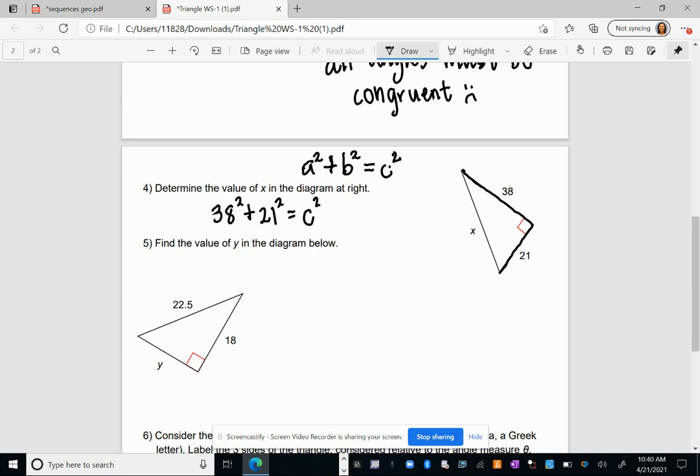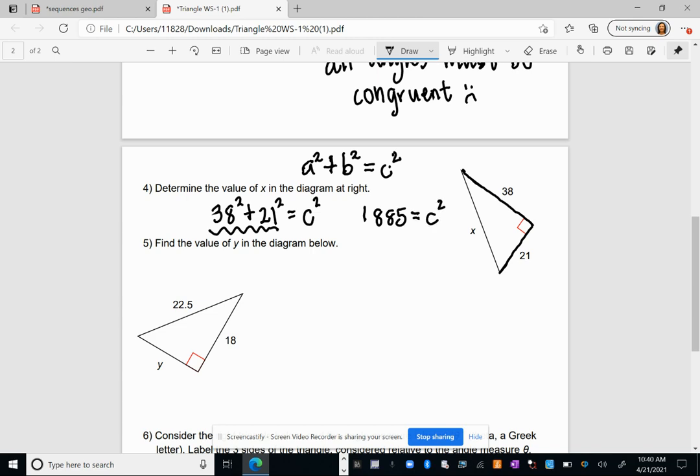So now I'm just going to get a calculator. I'm going to do 38 squared plus 21 squared all in one step. 38 squared plus 21 squared. I get this whole side on my calculator is 1,885.